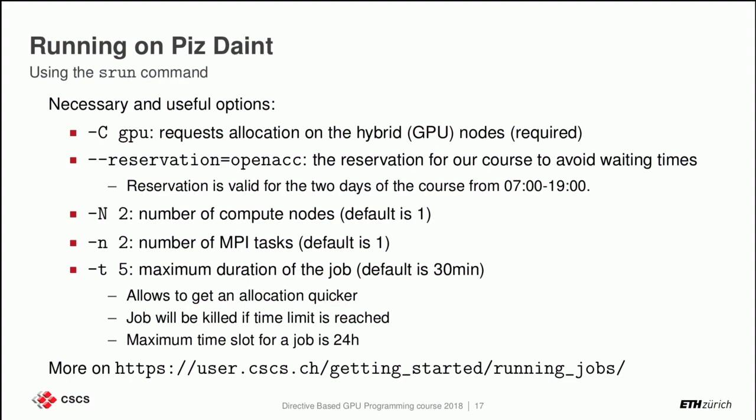And another useful option, especially when you're running small jobs on the system, is the duration of the job. So you basically tell the scheduler, look, my job is going to take more or less that time. If this is accurate enough, and you have very small allocations, so okay, I just want to run something for a minute, the granularity there is a minute, then the scheduler may just backfill you in the queue so you can quickly run. Otherwise, the job will be killed at the time limit, and the maximum time slot is 24 hours.